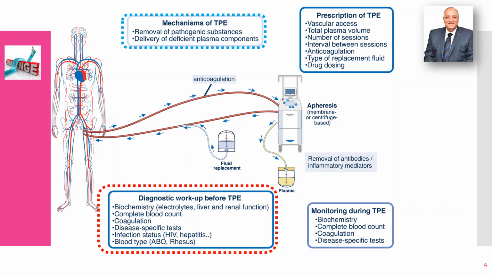The mechanism of removal should be identified, and the prescription of therapeutic plasma exchange, like membrane or centrifugation. We have to define the total plasma volume calculation, the number of sessions, the interval between each session, the anticoagulation, and the type of replacement fluid, like plasma or albumin.